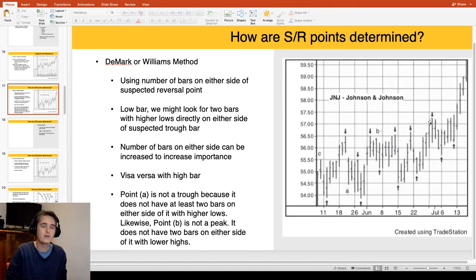All right. Now when we string a number of points of resistance together, as these arrows point out here, that is a confirmed resistance point, lower high, yes, on either side of the bar, plus these are all approximately around the 56.50 level. Ladies and gentlemen, we have a resistance level. It's that easy, right?